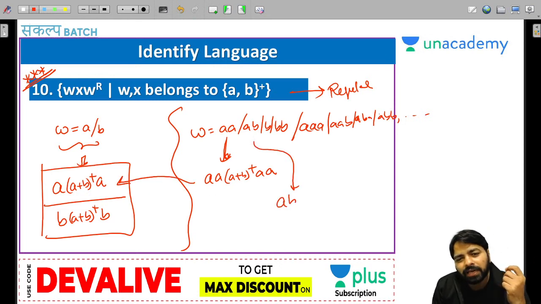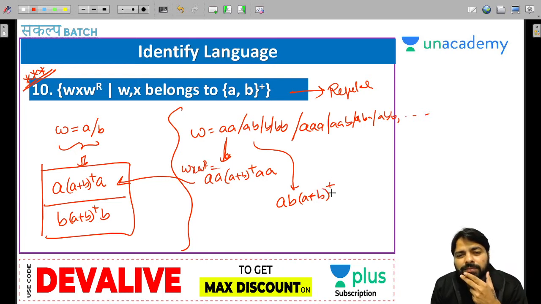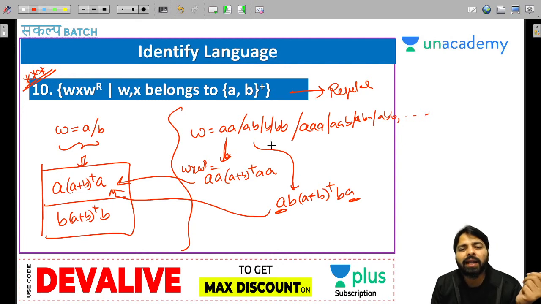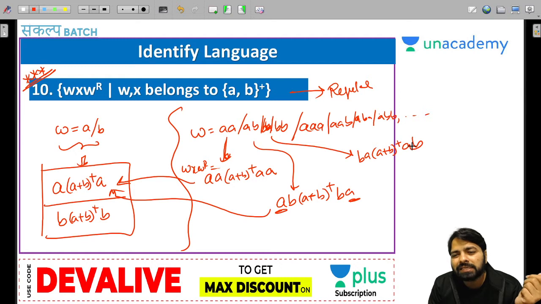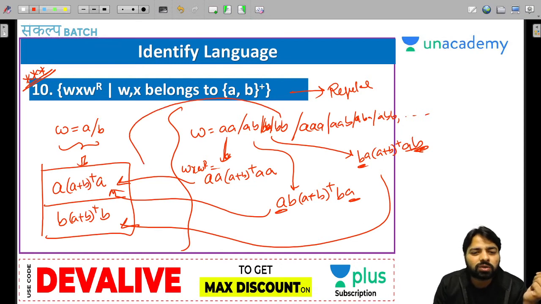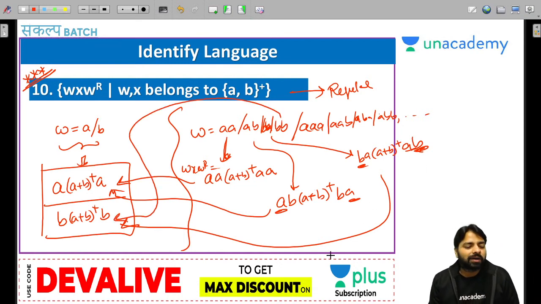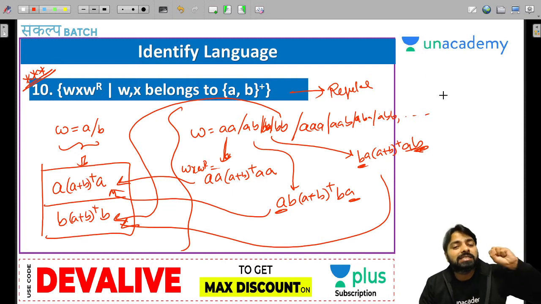And put AB. AB followed by A plus B whole plus, the reverse is BA, in the form WXW power R. And look at that, starting with A and ending with A is already covered here. Everybody is covered here. Even BA, that is BA followed by A plus B whole plus AB as the reverse. Now starting with B, ending with B is already covered here. And double B is also covered here. Similarly, all of them are covered. Yes, starting and ending with the same symbol, but minimum length is 3. Shakti, saying starting and ending is not correct, right? Minimum length is 3.